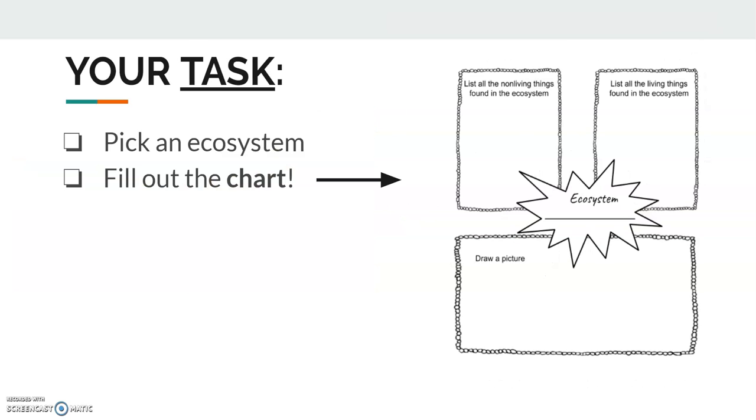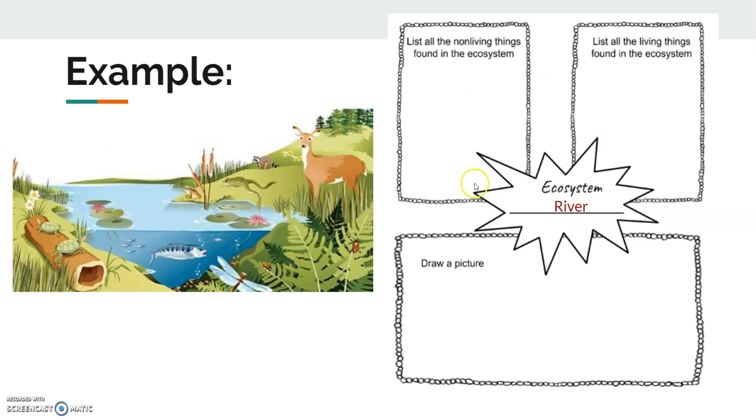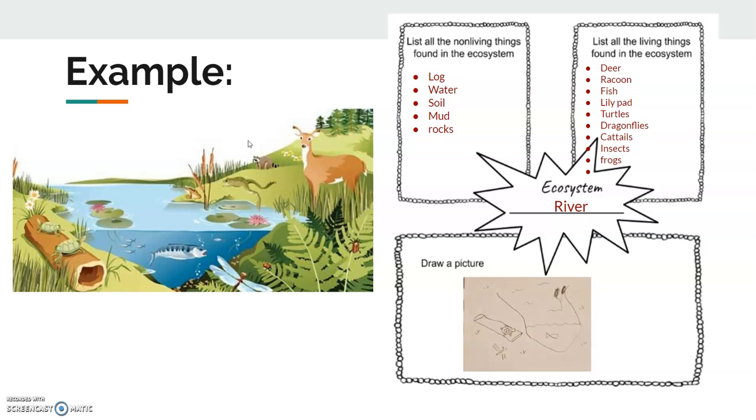For example, I'm going to pick an ecosystem like maybe a river. I'm going to be listing all the non-living things found in that ecosystem. For example, log, water, soil, mud, rocks. You'll be listing all the living things found in the ecosystem. Deer, raccoon, fish, lily pad, turtles, dragonflies, cattails, insects, frogs, meow. And then draw or paste me a picture.